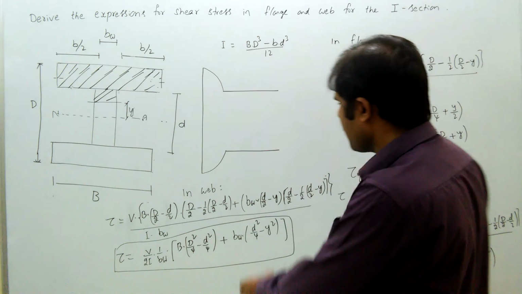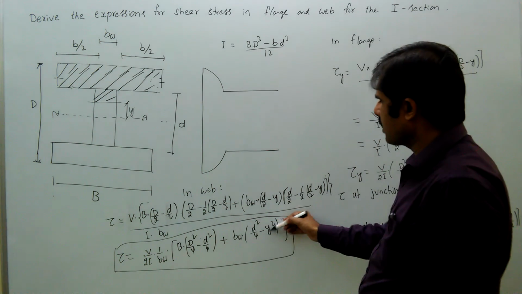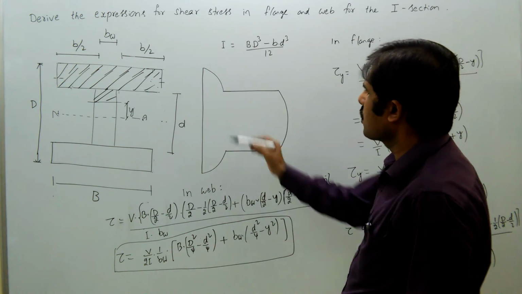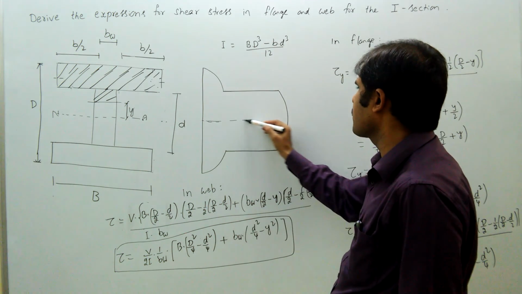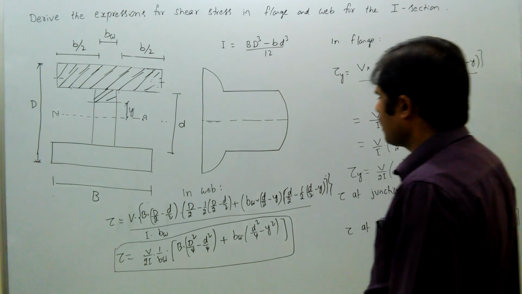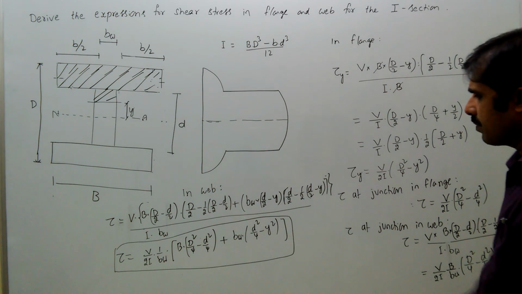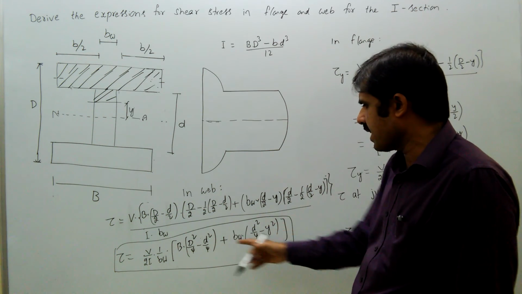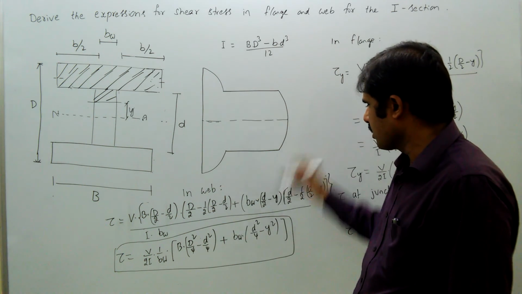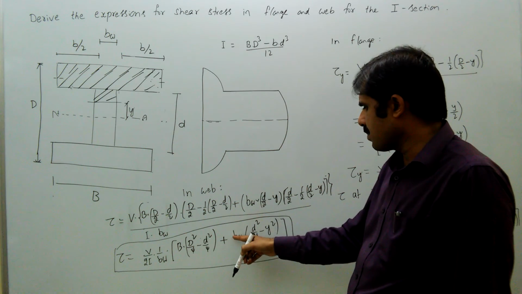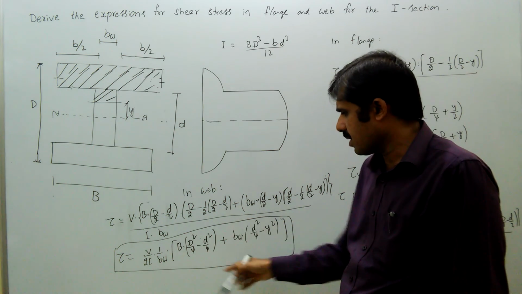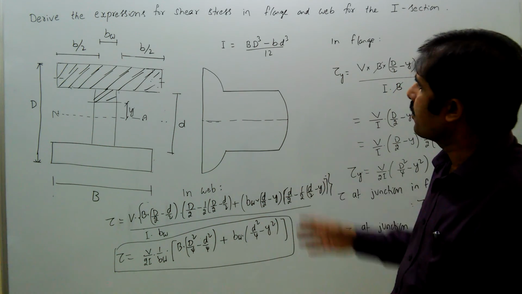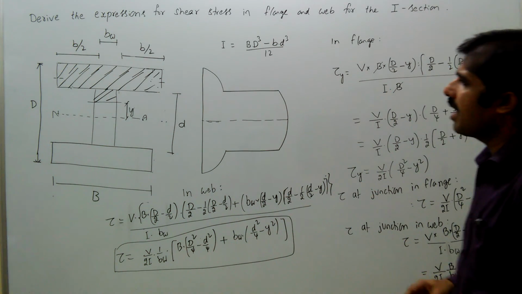That means again this is parabolic in nature because y square variation is there. That means like this. So at neutral axis the shear stress is maximum. If putting y equal to 0 in this expression, we will get tau max at this location. So this is the variation of shear stress in the I section.